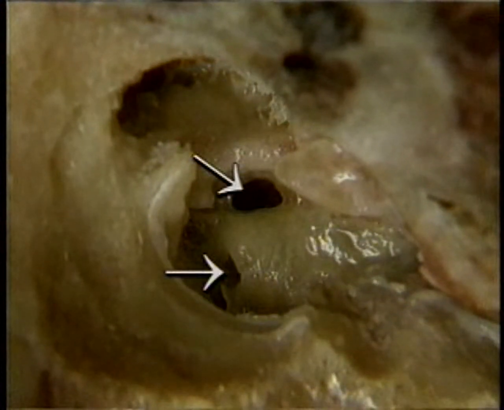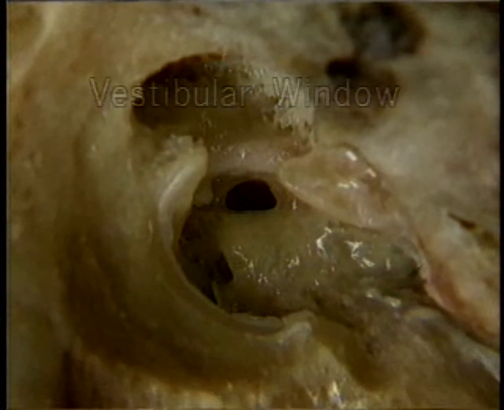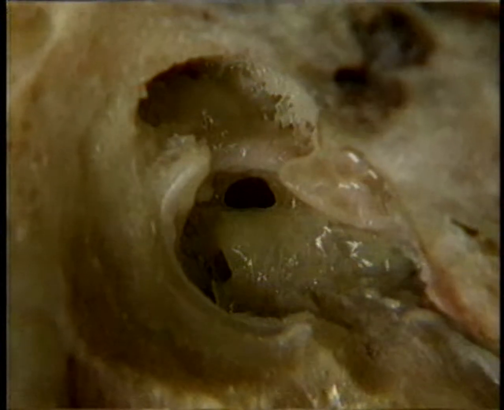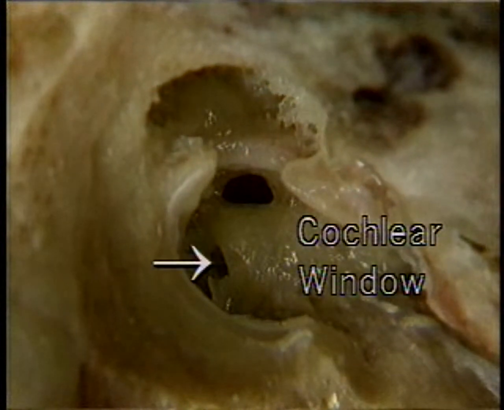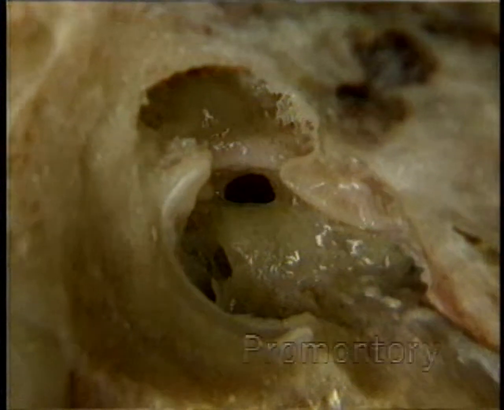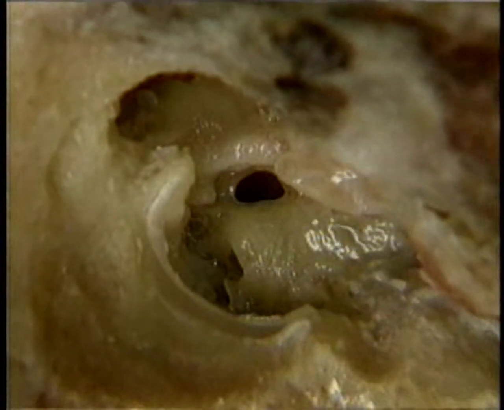These two openings in the medial wall both lead to the vestibule of the inner ear. The oval one above, the vestibular window, is occupied by the stapes. This round one below it, the cochlear window, is closed off by an inactive membrane. This bulge, the promontory, is formed by the basal turn of the cochlea.